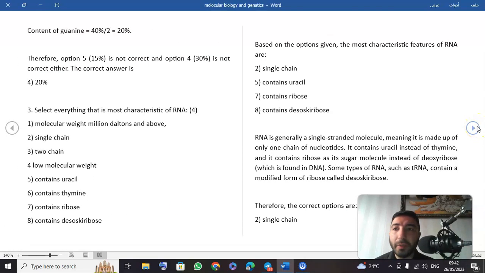Question number 3. Select everything that is most characteristic of RNA. The answer will be based on the options given. The most characteristic features of RNA are that it is single-chain, contains uracil, and contains ribose. And just about the ribose, only tRNA contains a modified form of ribose called deoxyribose.